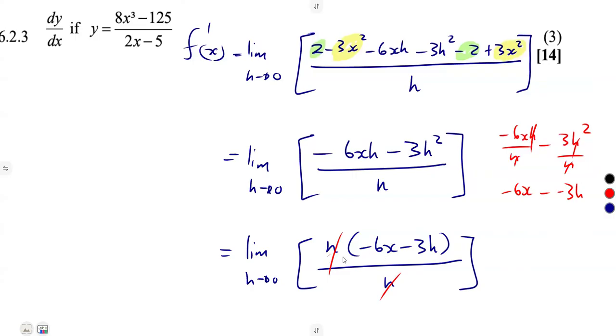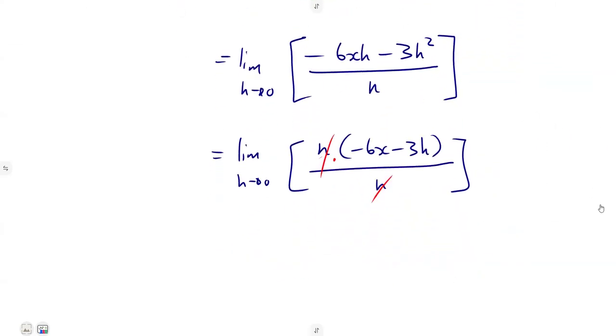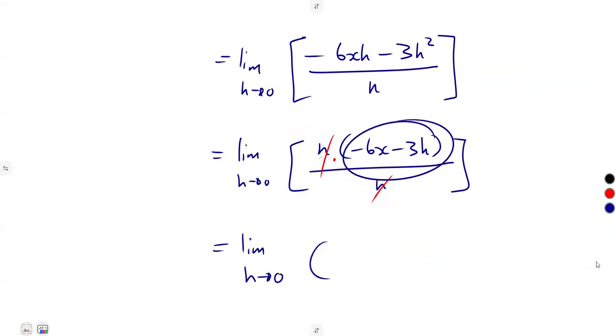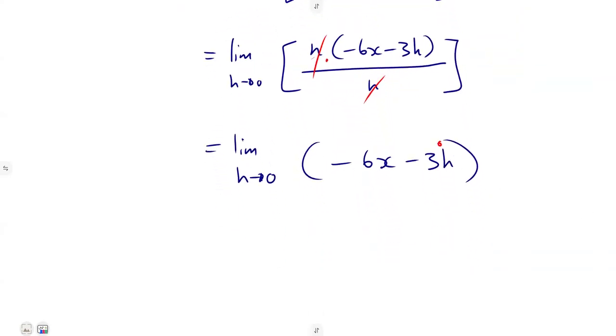Remember your factorization. These two can cancel since we've got a product. Remember, guys, I explained this. And thus, you are going to have what? The limit as h approaches 0 of this bracket minus 6x minus 3h. Then let us apply our limit. Where we have got h, we are going to put what? A 0 in place of h, because we're saying h is approaching 0.